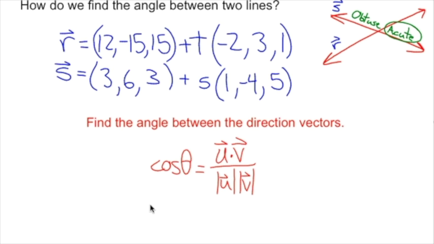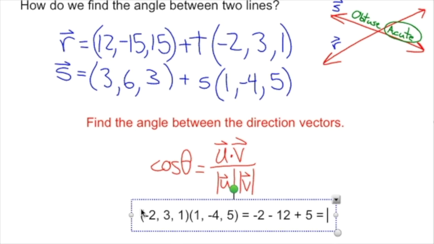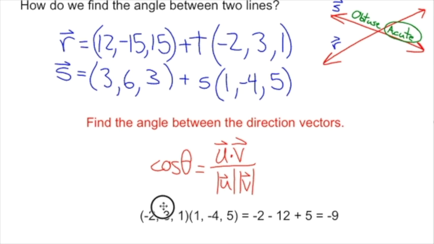So first of all, to get u dot v, I need to do negative 2, 3, 1 dotted with 1, negative 4, 5. And what that's going to give me is negative 2 times 1 is negative 2. 3 times negative 4 is negative 12, so it's plus a negative 12. And then plus 1 times 5, which is 5. So this whole thing equals negative 9. So that is u dot v.